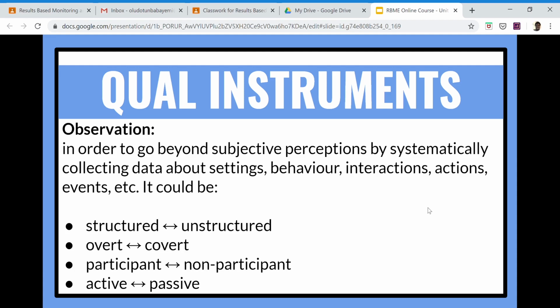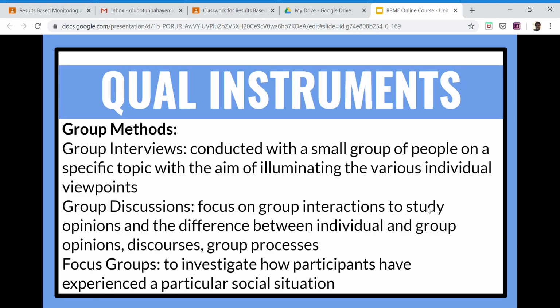It could also be active or passive. So he could be active in such events, like making suggestions and making comments in a program. And it can also be the other way around, like passive: doesn't make comments, doesn't make suggestions, is only taking his notes. So you can think about that as a type of collection instrument.